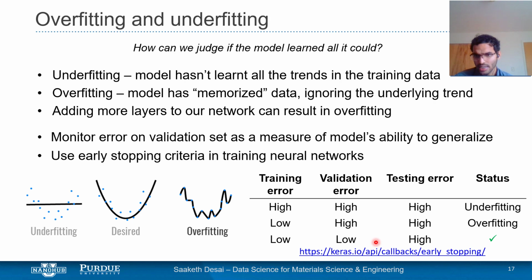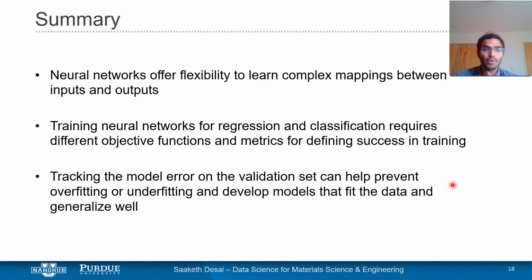One thing to note in this table is this column called testing error. So the testing data set is what you will finally use to make predictions, given the iterations between the training and the validation sets to achieve an ideal model. And with that, we are pretty much done.